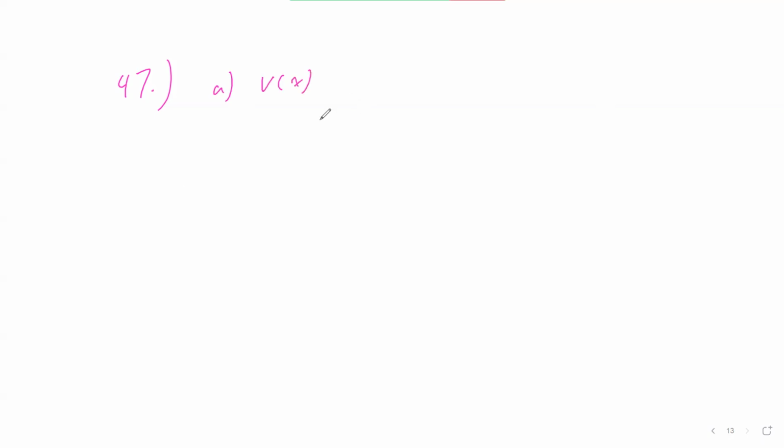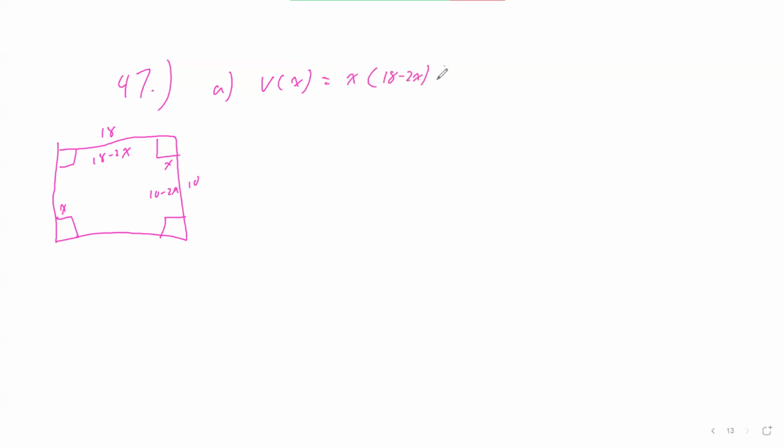So remember, I guess I'll do the work here. From the previous section, these are all x's. And if this is 10, then the inside would be 10 minus 2x. And this is 18, this would be 18 minus 2x. So then to find the volume, it would simply just be x times 18 minus 2x times 10 minus 2x. So that's all you would have to do, because you're writing it as the product of factors.